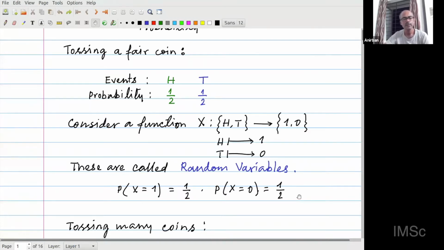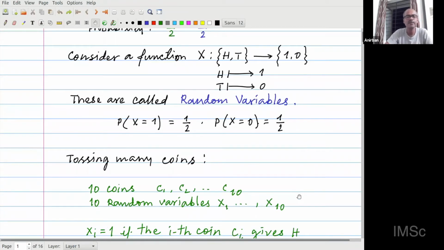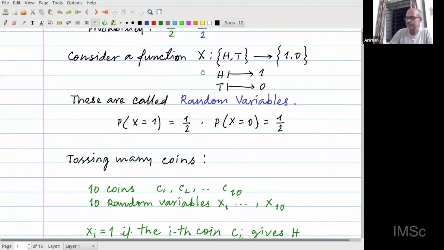The next thing we are going to consider is tossing many coins. Suppose we have a bunch of coins and we are tossing them. Just to be simple-minded, suppose we have 10 coins. We give them names C1, C2, up to C10, and then we have 10 random variables, which I name X1 to X10. The first one, X1, is exactly similar to the X we considered above for the toss of one coin. It takes the value 1 or 0 depending on whether we get head or tail.